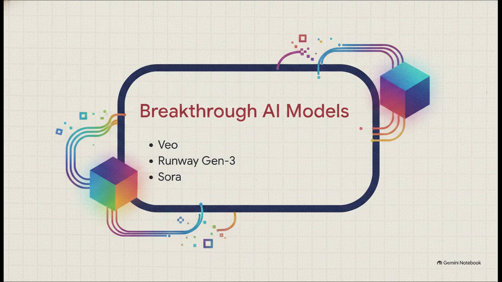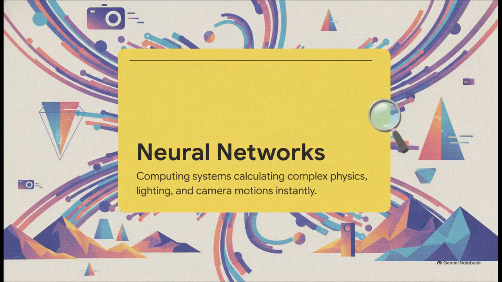They're taking all the heavy lifting out of the hands of the 3D artists and offloading it onto vast, incredibly powerful computational systems. So, to really understand why Veo, Runway Gen 3, and Sora are so revolutionary, we have to look at what they're actually doing behind the scenes.